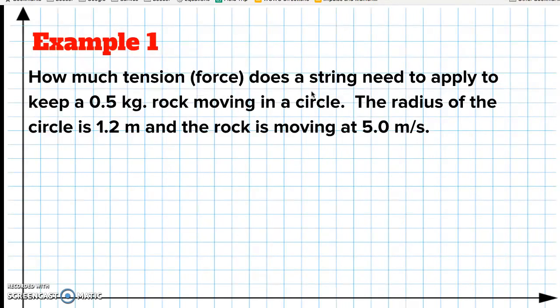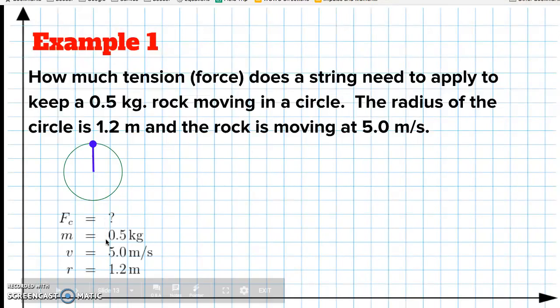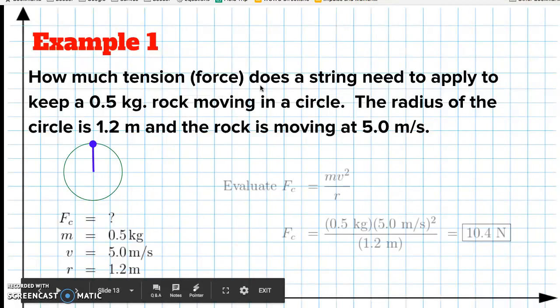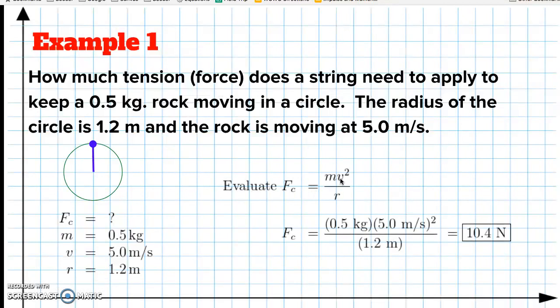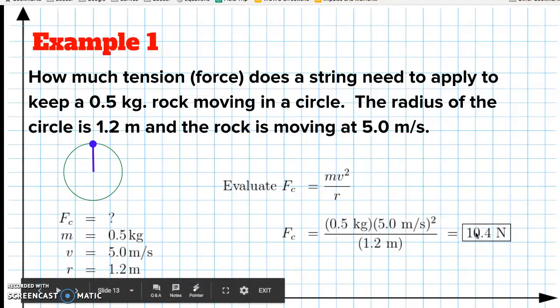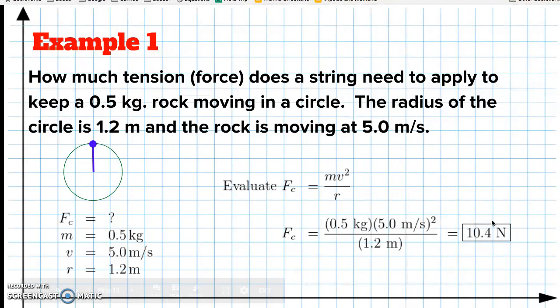How much tension or force does a string need to apply to a rock to keep it moving in a circle? So you've got a rock swinging around over your head maybe, and the radius of the circle is 1.2 meters, and the rock's moving at 5 meters per second. To figure out how much force you need to make an object move in a circle, I'm going to draw a little diagram. Here's my object moving in a circle. Here's my variable list. It's pretty easy to figure out what each variable is from the problem. And then you're simply going to evaluate our centripetal force expression and plug in the numbers, and you can figure out it takes 10.4 newtons of force to make the rock move in a circle.